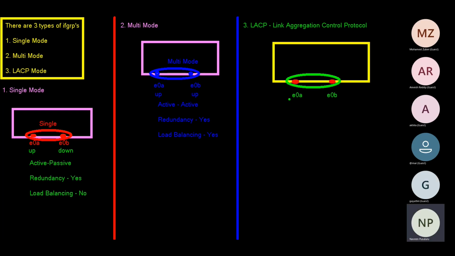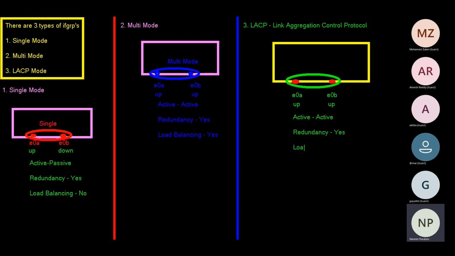So in LACP also, both the ports will be in up state only. Both the ports are in up state. They'll be up and running all the time. So again, LACP also is an active mechanism. Do we have redundancy here? Yes. If one port goes down, I have another port which will take care of the entire data processing and the data requests. So yes, I do have redundancy.